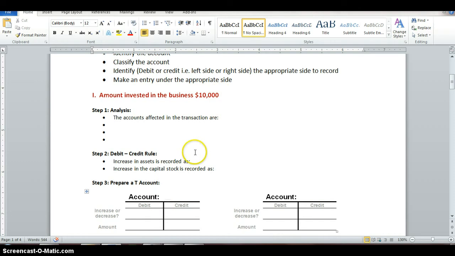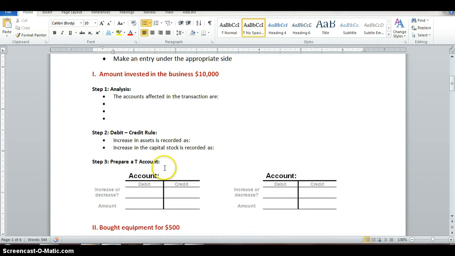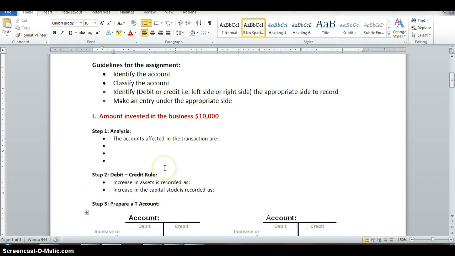Okay, so the same thing, we're still analyzing each transaction, listing the accounts that are affected, and then how they're affected with which accounts increased, which accounts decreased, and so on, and then how the debit-credit rule applies to each account. And that's all you're doing for this first part 1. So we'll go ahead and just do this first one together.